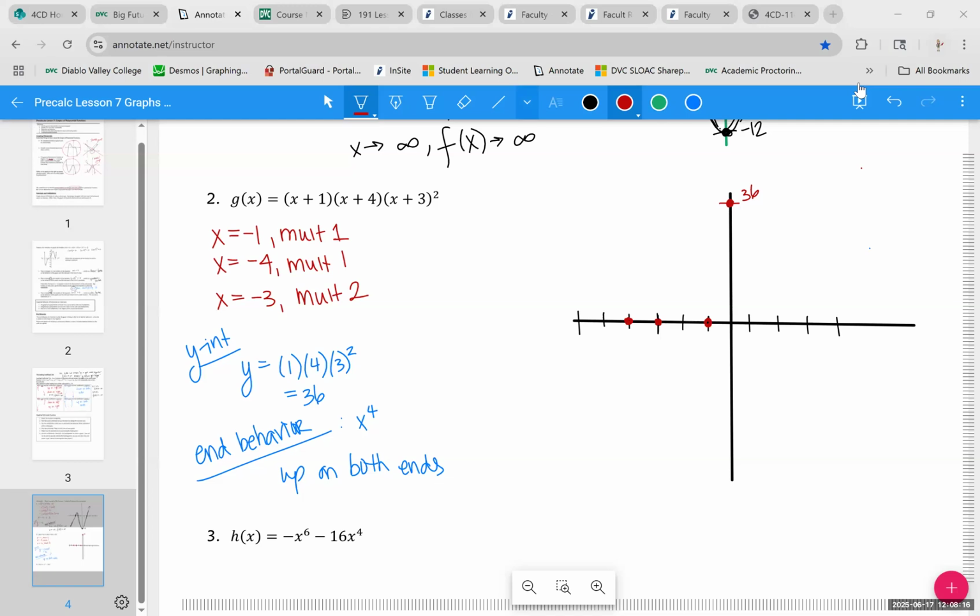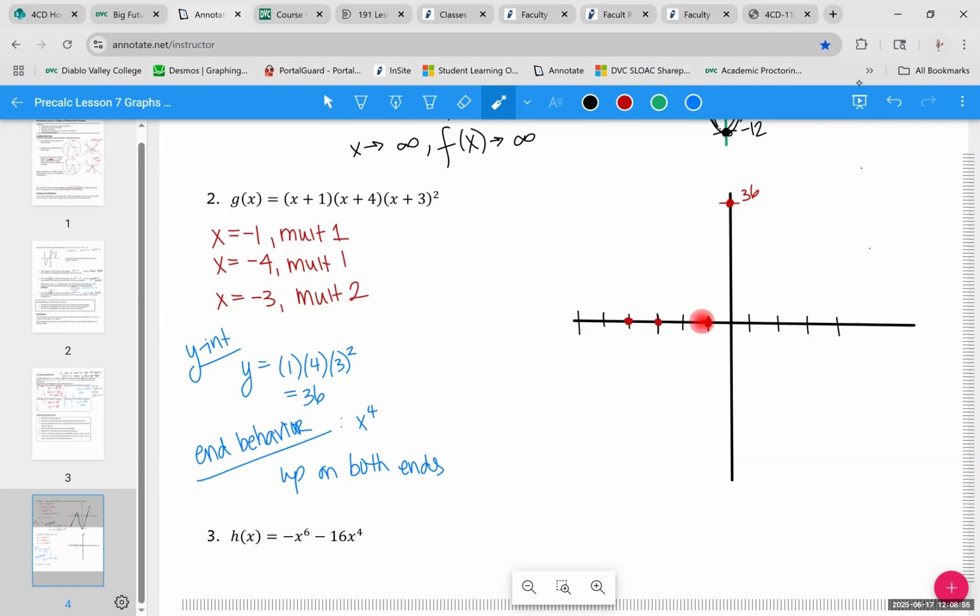All right, so let's talk through the pieces and then I'll draw the graph together. So I have 3 intercepts. -1 and -4 are both multiplicity 1. I would expect that the graph is just going to cross. And then x equals -3 is multiplicity 2. So here, the graph is either going to bounce from the top or bounce from the bottom, but it's not going to cross.